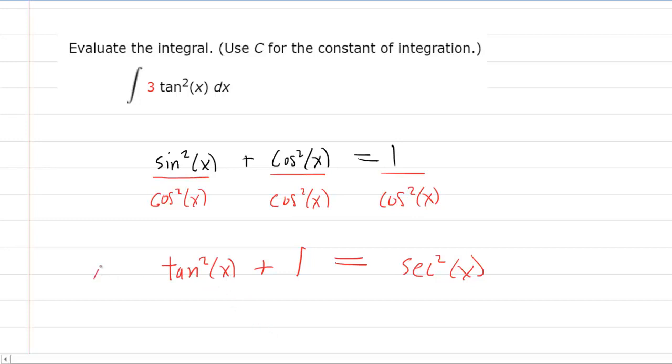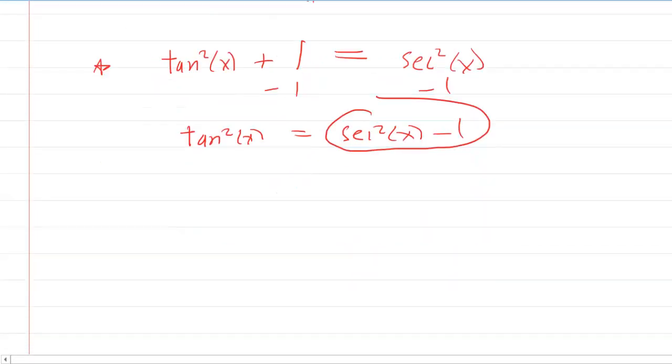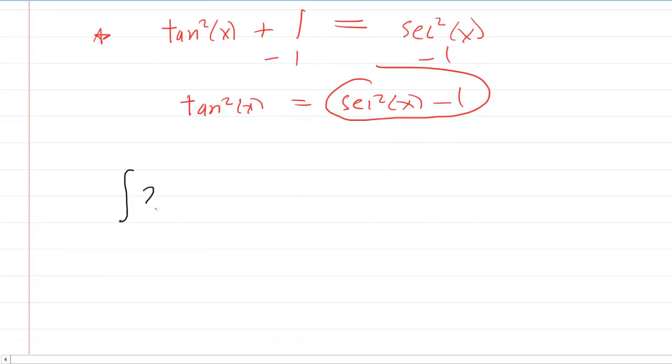Now, this identity involves the tangent squared of x, which is part of our integral, but what we're going to do is actually subtract 1 from both sides of this identity, and then we can see that the tangent squared of x is equal to the secant squared of x minus 1. So where we have this tangent squared of x in our original problem, we're going to substitute it with the secant squared of x minus 1. So our problem will look like the following. We'll have the integral of 3, and then again, instead of tangent squared of x, we'll put in secant squared of x minus 1 dx.